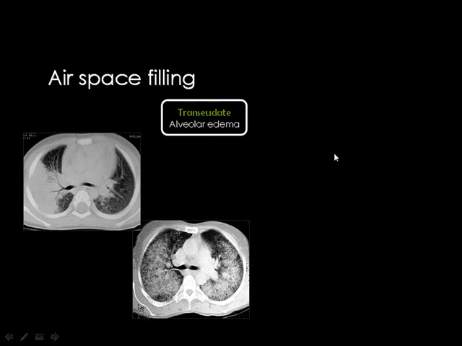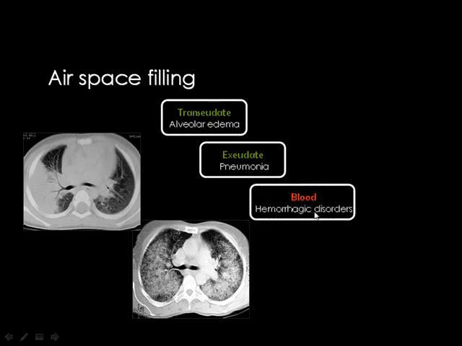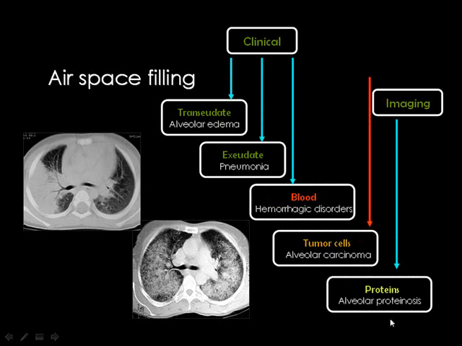If you remove the air in the alveoli and put fluid, then you got pulmonary alveolar edema. If you remove air and you put exudate, then you have pneumonia. If you remove air and put blood, this is pulmonary hemorrhagic disorders. If you remove air and put tumor cells, this is alveolar cell carcinoma. If you remove air and put proteins, this is alveolar proteinosis. But all these lesions occur in a diffuse pattern.